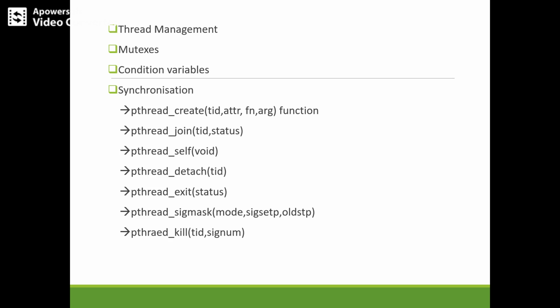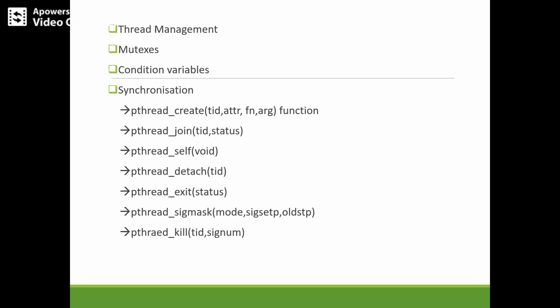Next functionality is pthread_detach. A thread will be joinable or detachable. When a joinable thread terminates, its thread ID and exit status are retained until another thread calls pthread_join.